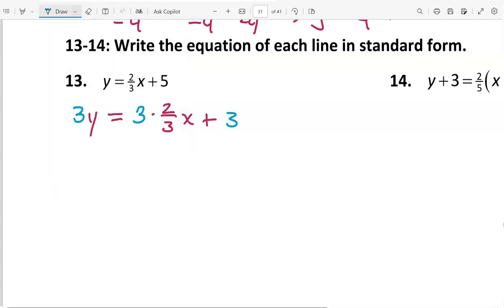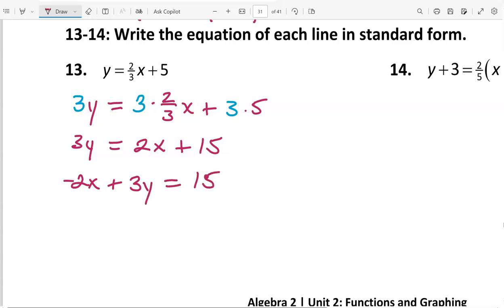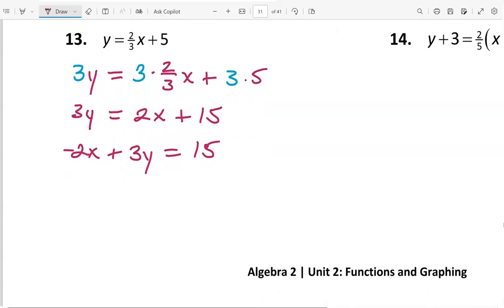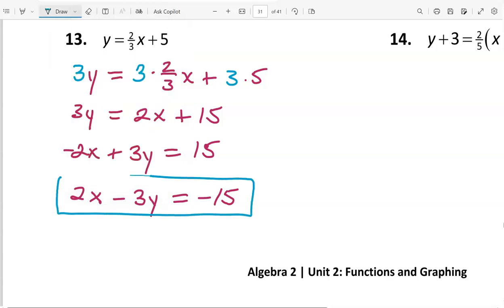And that will clear the fractions, and then we can rearrange the terms in the order for standard form. So now we have 3y is equal to 2 times x plus 15, and we can subtract 2x from both sides. Remember that the x term comes first in standard form, so now negative 2x plus 3y equals 15. The coefficient of x may not be negative, so we'll multiply through by negative 1 every single term. And now we have the equation in standard form, 2x minus 3y equals negative 15.